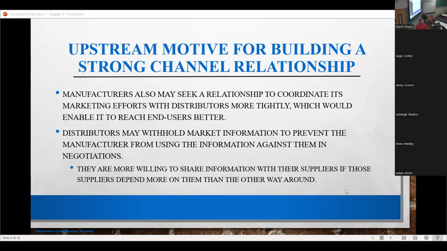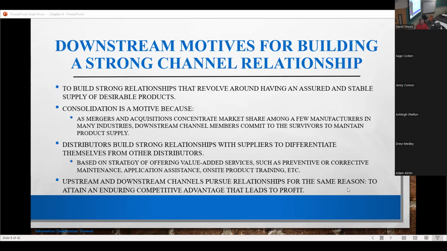Now, if I'm an upstream partner, why would John Walton want to go out of his way to appeal to Procter & Gamble? Because you want to be able to be assured of having a stable supply of products that are desired.